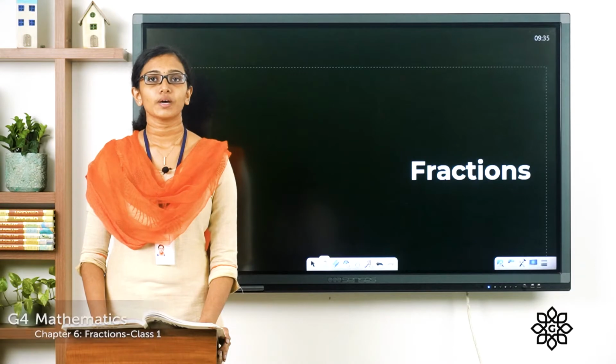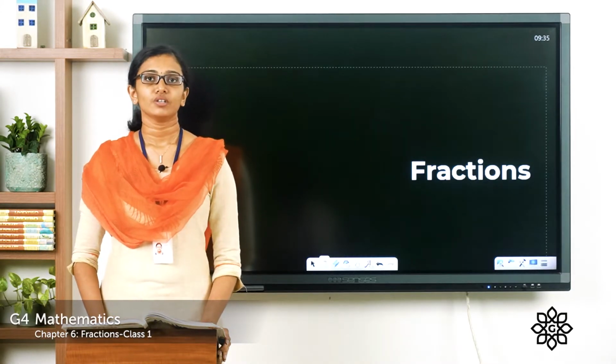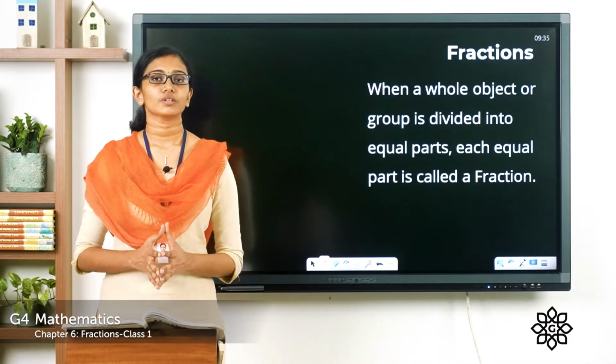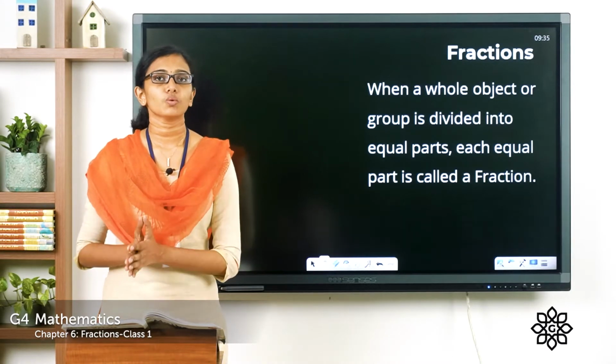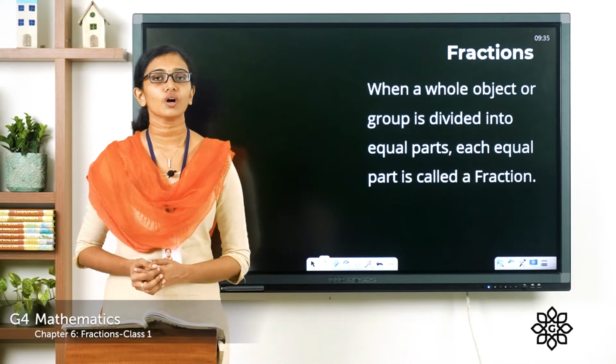So today we are starting a new chapter, chapter 6, fractions. You have learned about fractions already in your lower classes. What do you mean by a fraction? When you divide something into equal parts and you consider each part as a fraction of the whole.